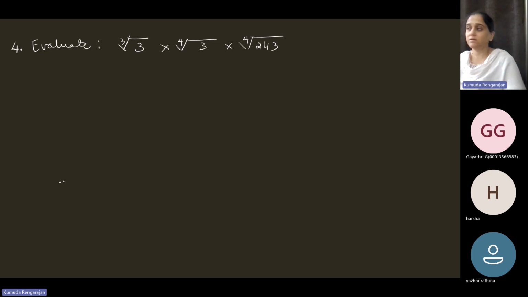I can see Vivek and Rahul, they've started correctly. So here, the terms are in the radical form. You need to first put them in the exponential form. The question is correct. Yeah. It's in the radical form.